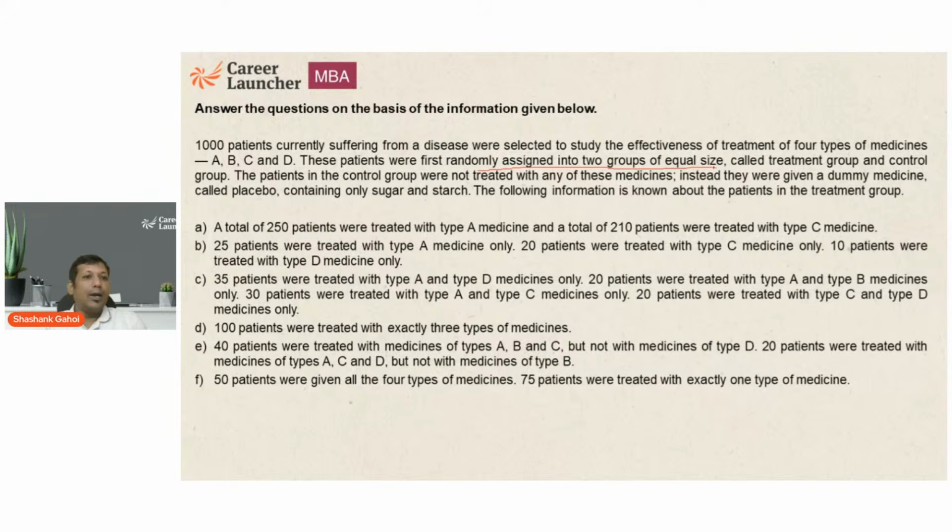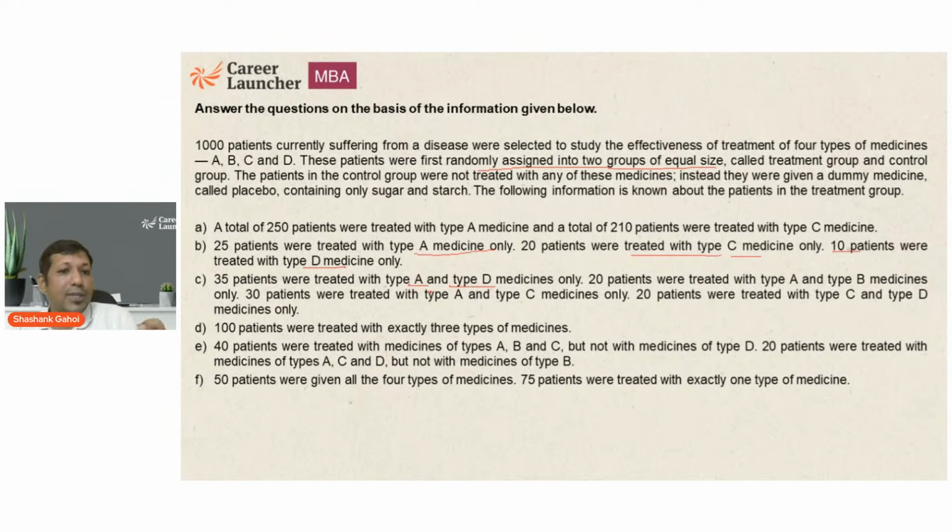Now, a total of 250 patients were treated with type A medicine, 210 were treated with type C medicine, 25 patients were treated with type A medicine only. 20 were treated with type C medicine only, 10 patients were treated with medicine D only. 35 patients were treated with A and D.